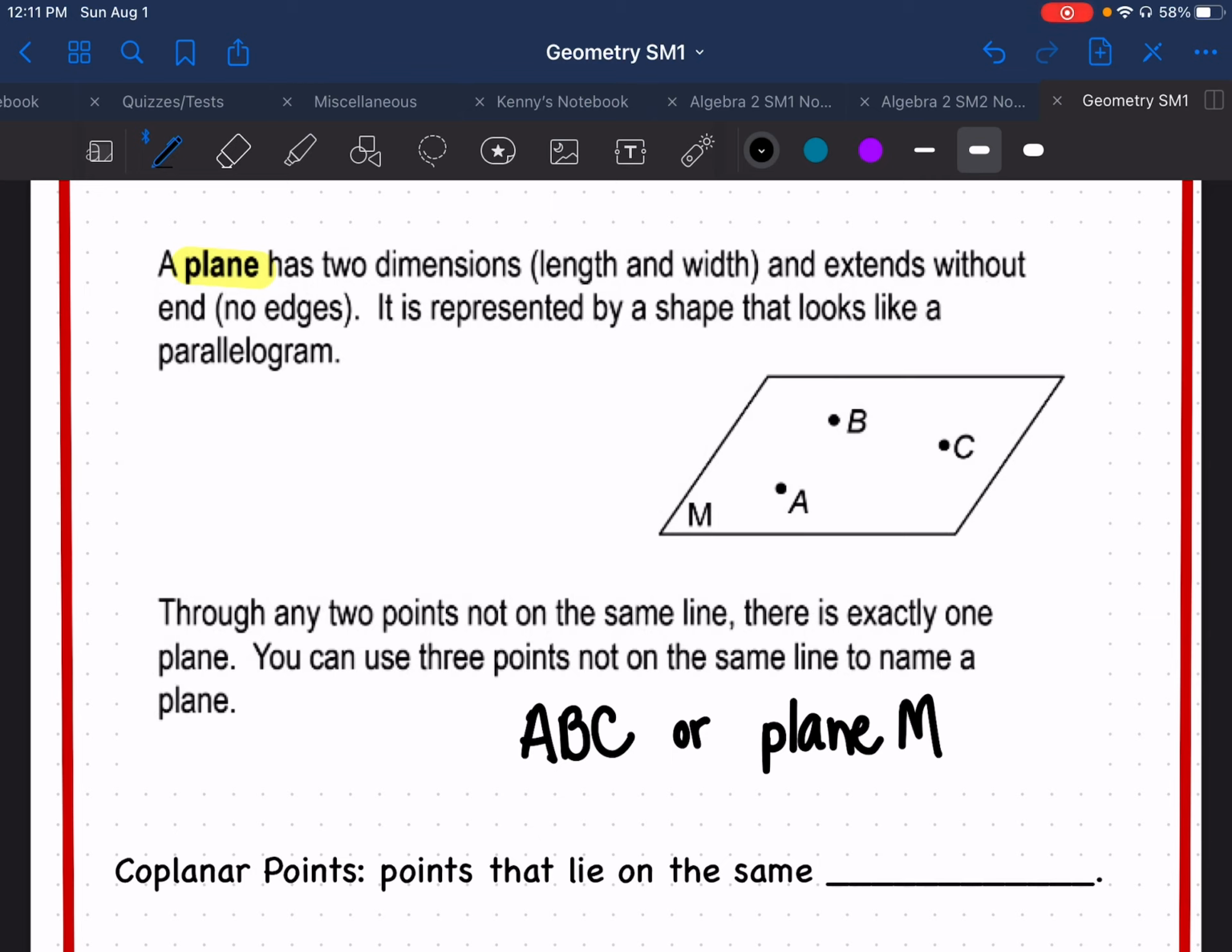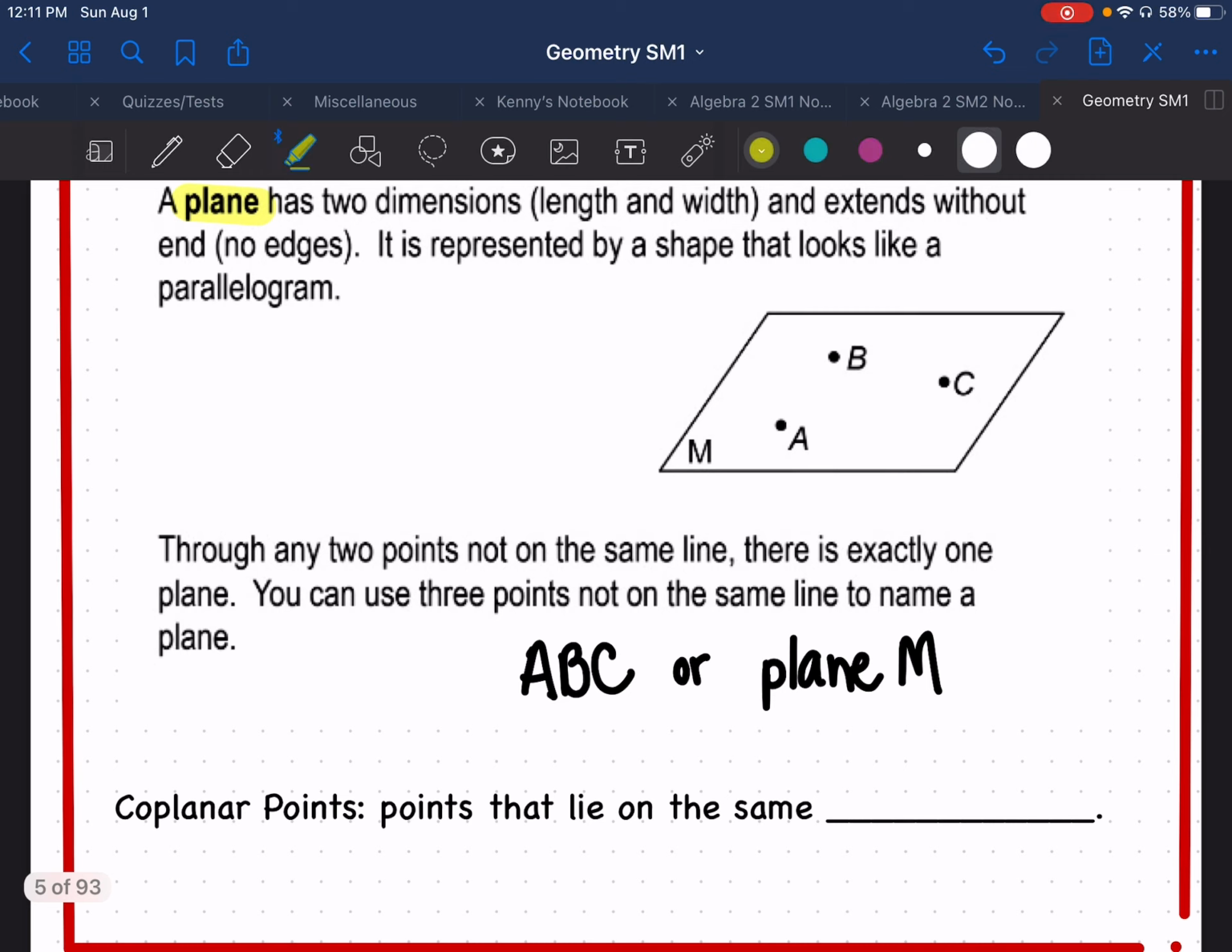Now I don't want to just call it M. I do want to make sure that I put the word plane in front of it if I'm using M, because if I just use the letter M, then I would be insinuating that it is a point, and M is not a point because there's no dot by it.